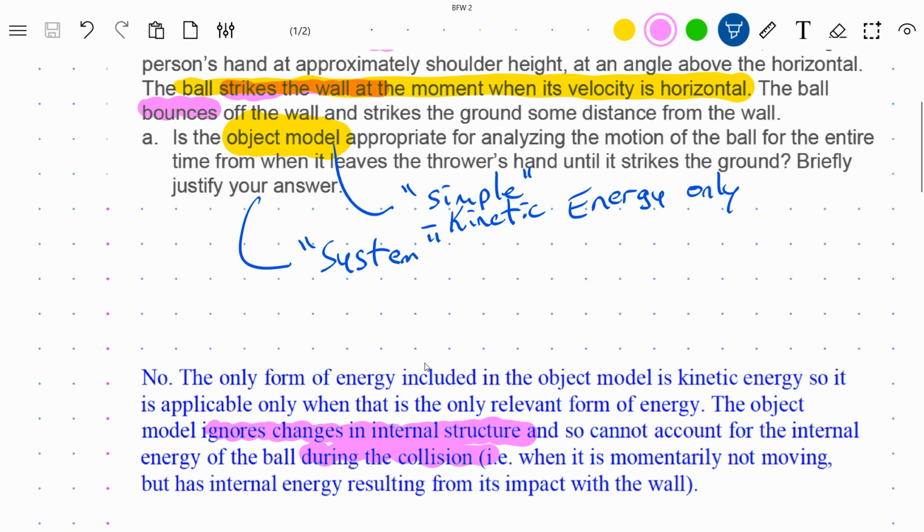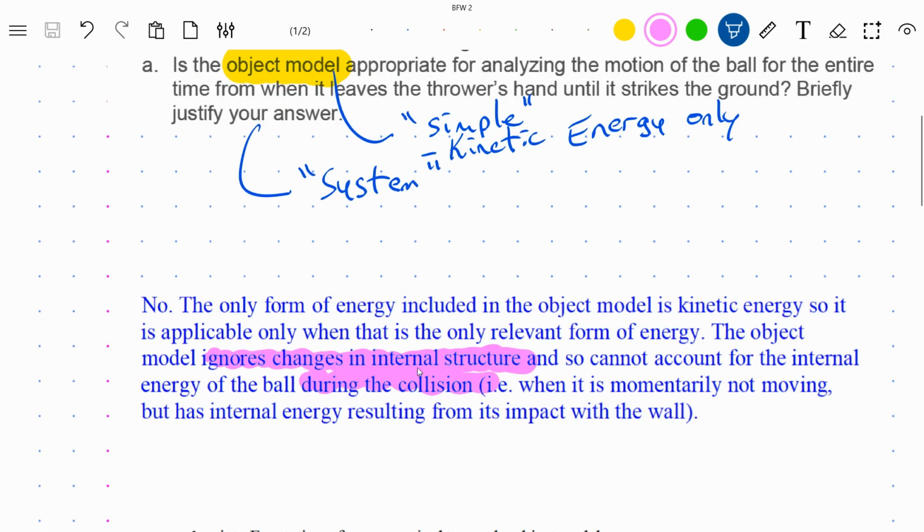Okay, so that's my answer to that. And again, if you haven't come across the concept of object model and system model, I strongly encourage you to look that up if you have the ability to do so in a textbook, or if not, maybe just look it up on the internet. But hopefully my quick summary here will be of considerable help in that.